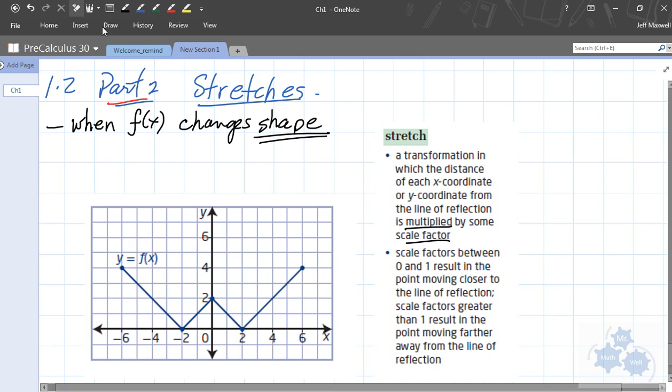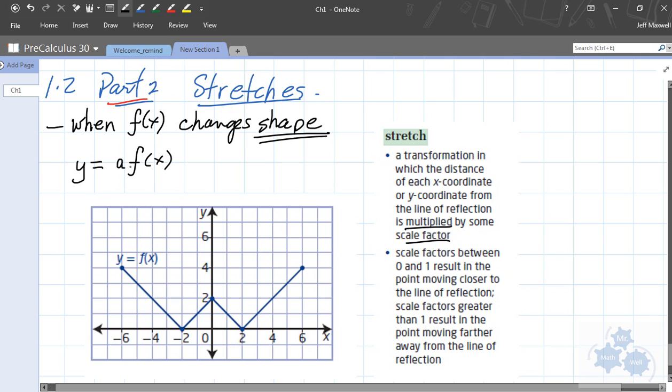So the first type of stretch that I should talk about with you here is this type of stretch, okay? So when we have a new function here, and we'll do it in black, where we have some number outside of whatever the function is. So it's like a times f of x.